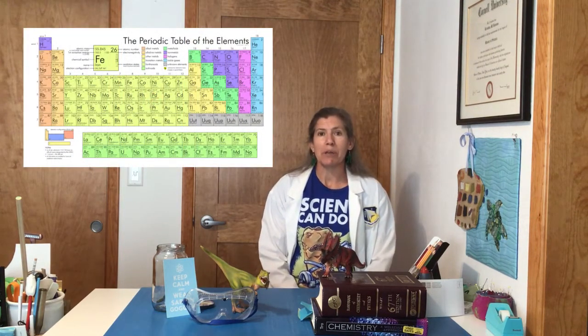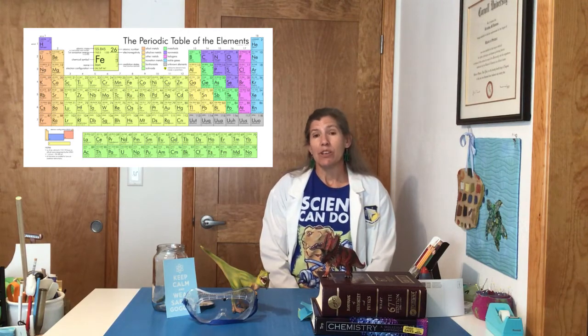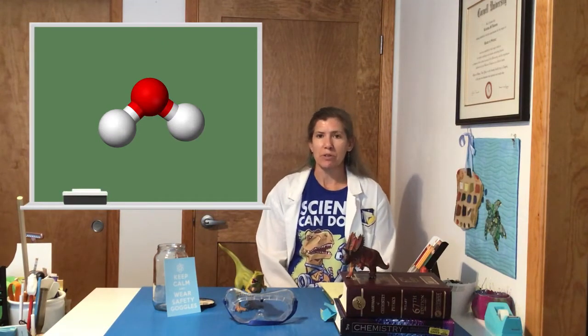We arrange these elements into the periodic table, a useful tool for chemists. Atoms can combine to make molecules. Different kinds of molecules are called chemicals or substances.